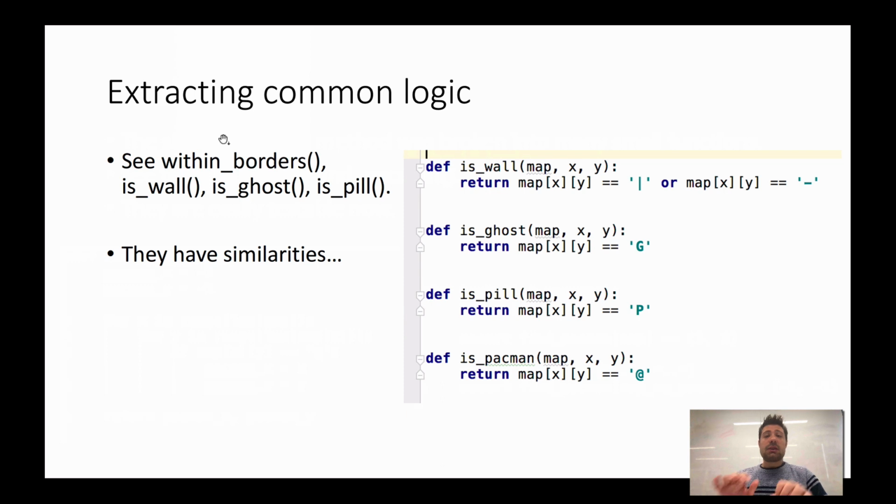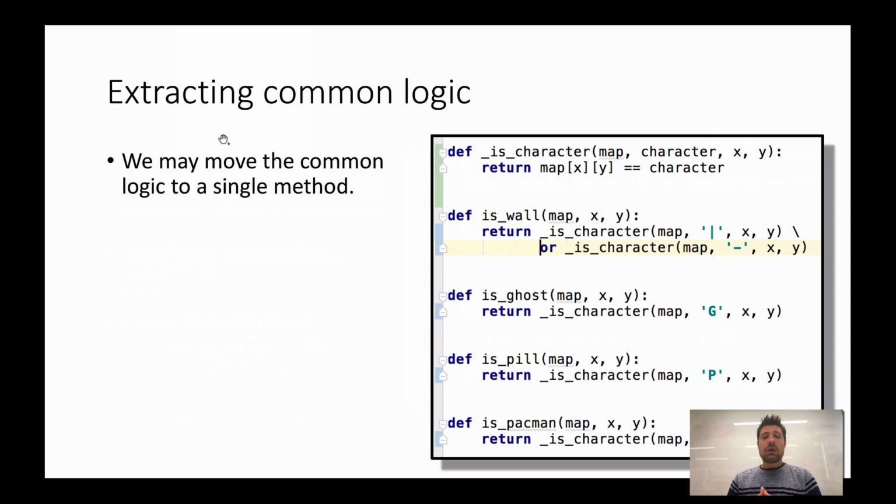Common logic. It is very common that pieces of code look the same, but they have small differences, right? An example in there is about is wall, is ghost, is pill. So given a position in the map, I need to know what is in there. It can be a wall, it can be a ghost, and the functions almost look the same. I'm always doing map xy equals to something. So maybe I can extract it away.